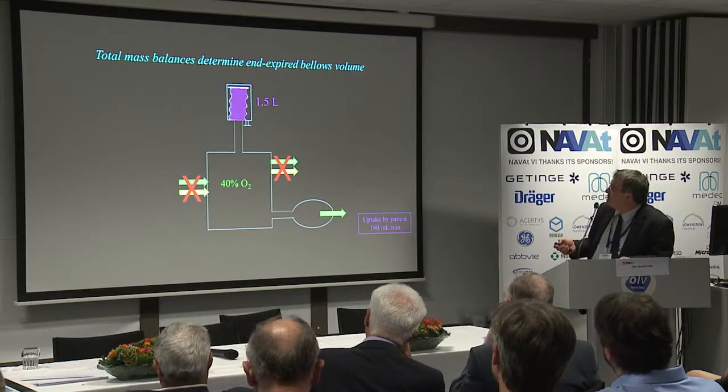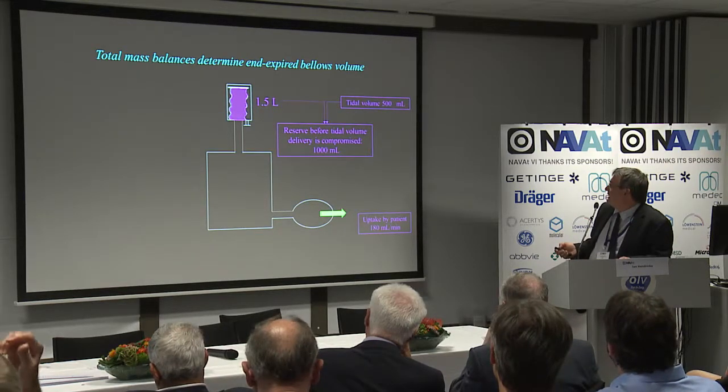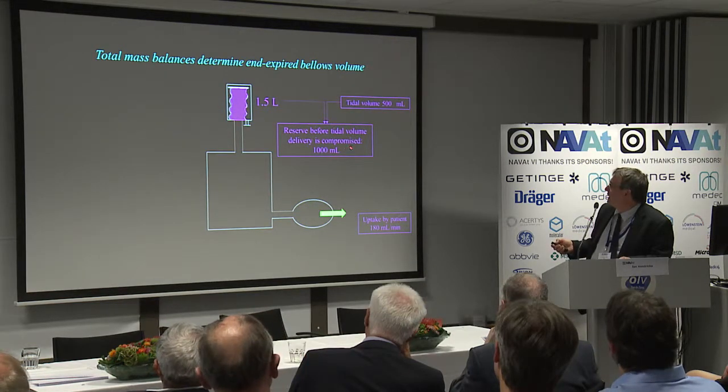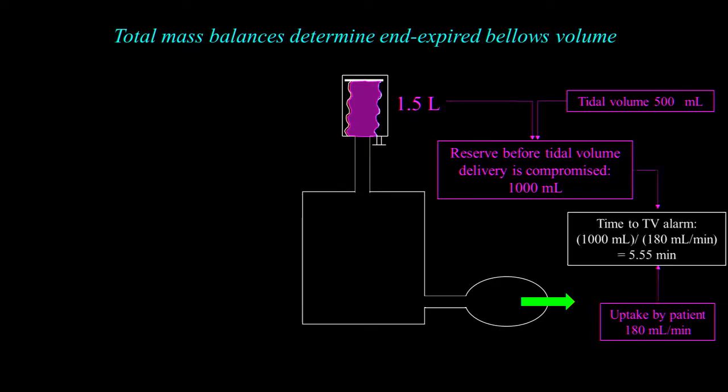This volume here is about 1.5. Let's say that my tidal volume is 500. That means that the reserve I have in the bellows before the delivery of my tidal volume is about 1,000 milliliters. I remove 180, so that means that I have about 5.5 minutes before the machine alarm goes off, saying that I'm no longer delivering the appropriate tidal volume.